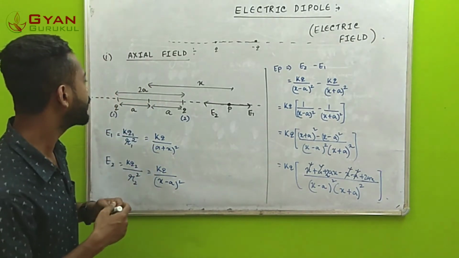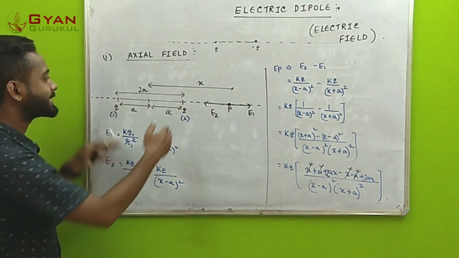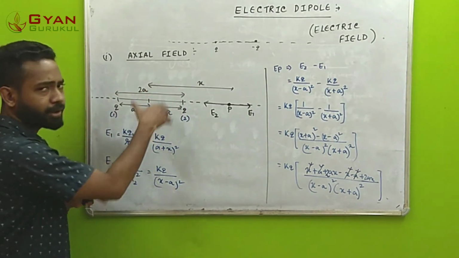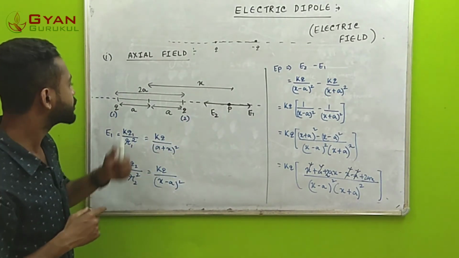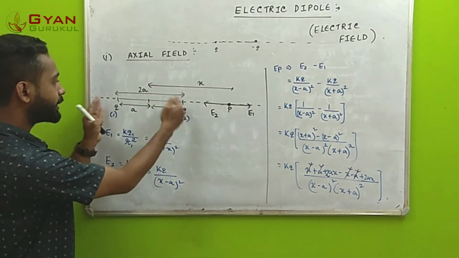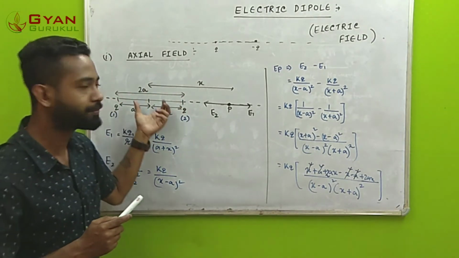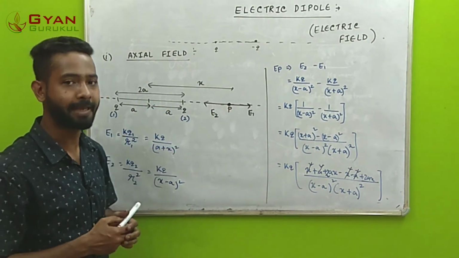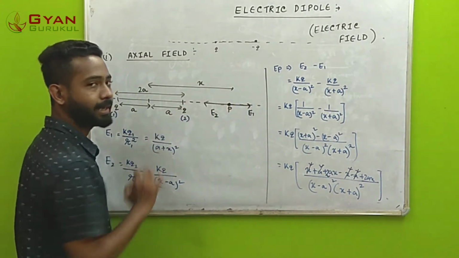As you can see here, we have two charges. This is the positive charge, this is the negative charge. They are separated by a distance 2a. We have taken it as 2a for numerical calculation to make it a bit easier. We are going to find the electric field at this particular point P, which lies on this line. So this field would be an axial field.